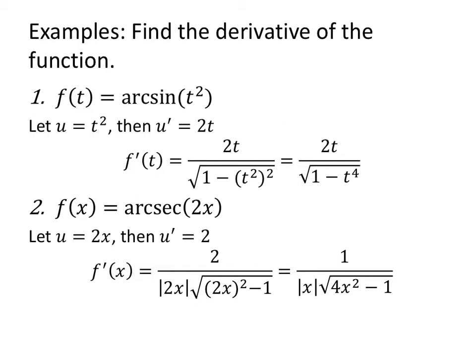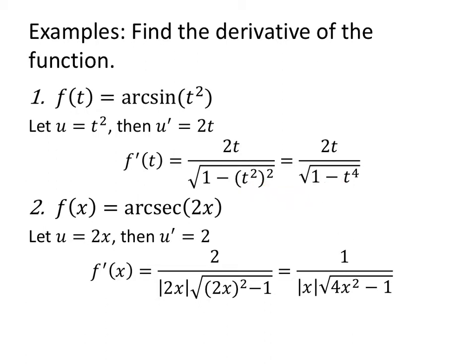If f of t is arc sine of t squared, then I'll let u be t squared. The derivative of t squared is 2t. Therefore, f prime of t will be 2t over the square root of 1 minus our u squared. T squared squared is t to the fourth.